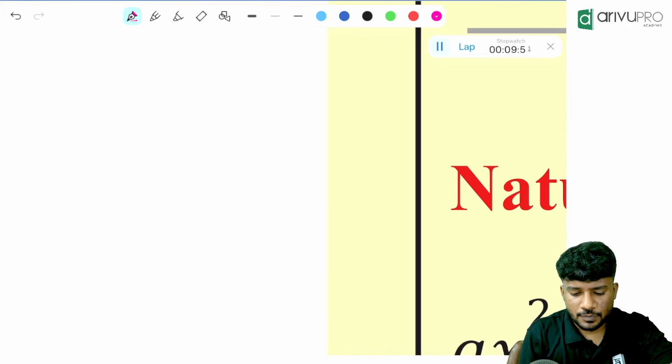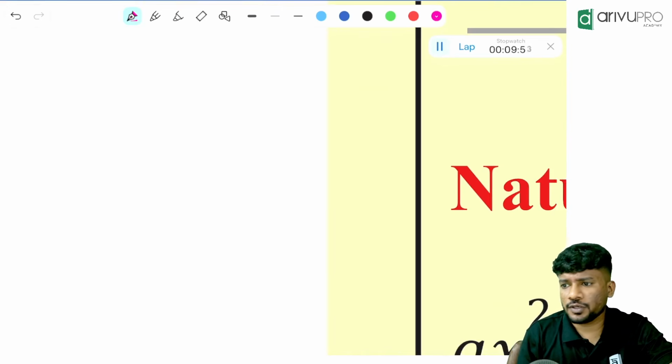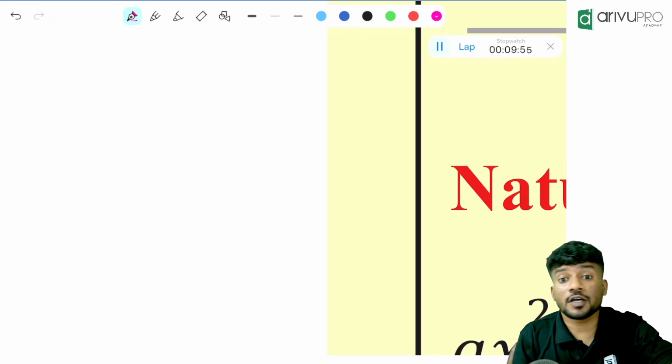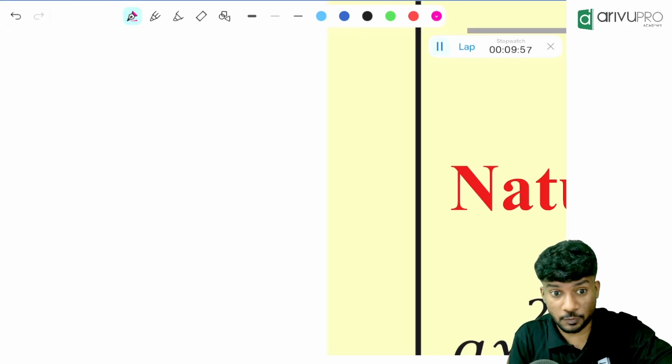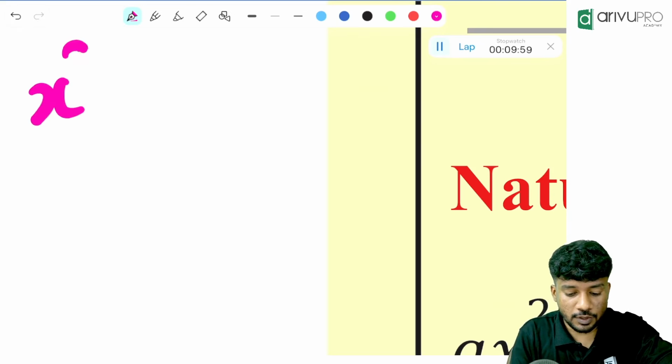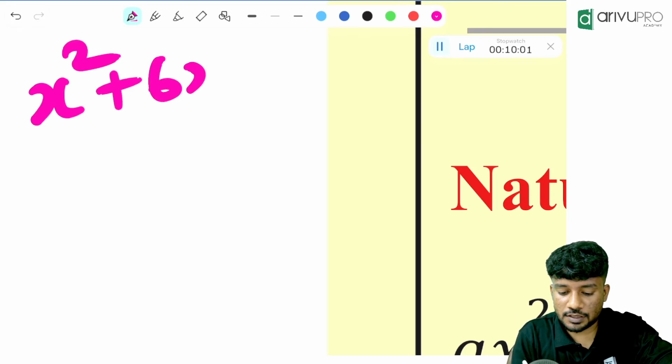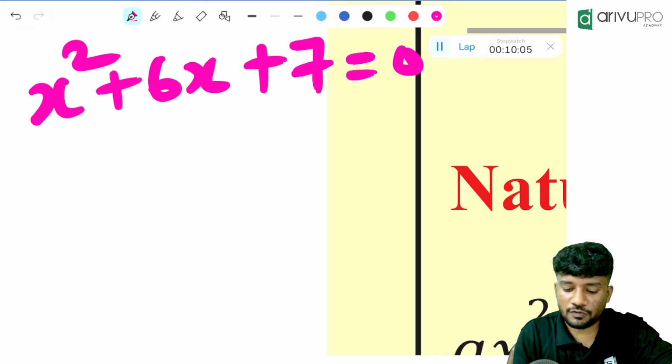People, I'm giving a random question to you, okay? I want you to find the roots of the quadratic equation which I am going to give you. x square plus 6x plus 7 is equal to 0. Can you find the roots?